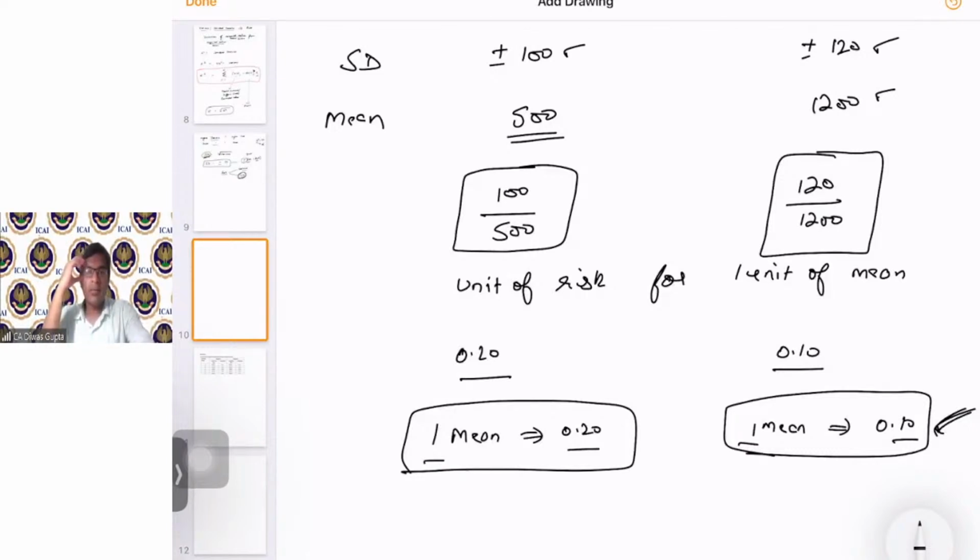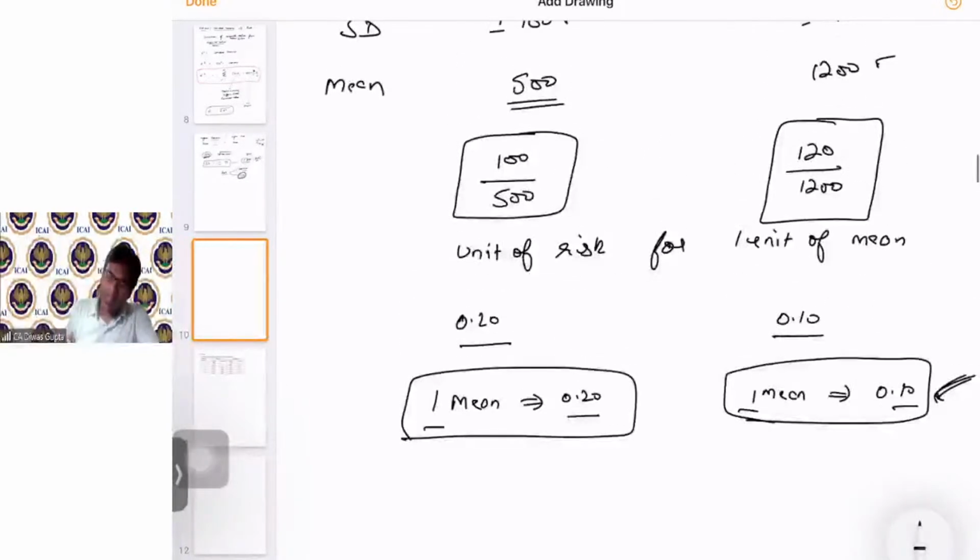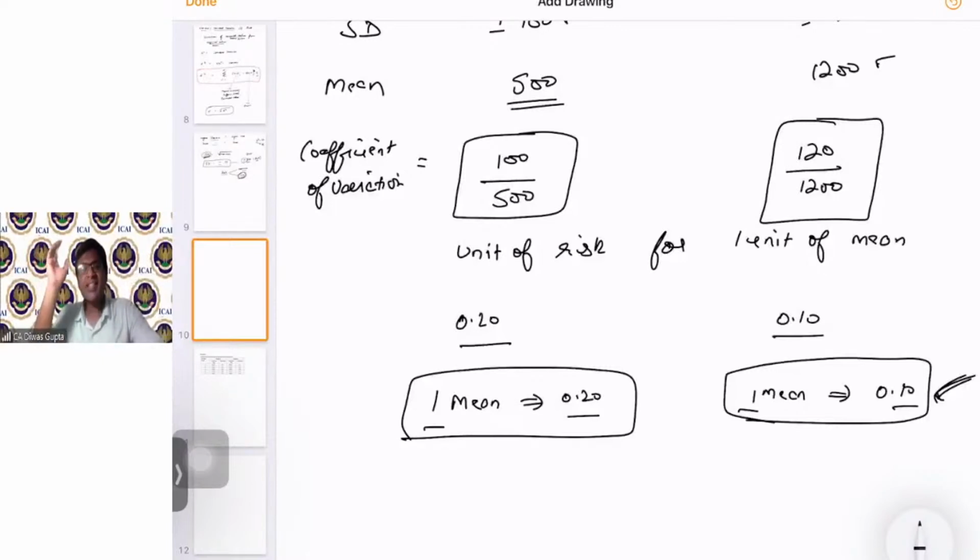Okay. The proportion of SD in project B is relatively lower. That's what Darshan is saying, and that's what I'm trying to compute here. Now, this is called the coefficient of variation. I hope your understanding is very clear. I'm not trying to explain what the coefficient of variation is. I'm trying to explain the concept, and we are deriving the meaning of coefficient of variation.